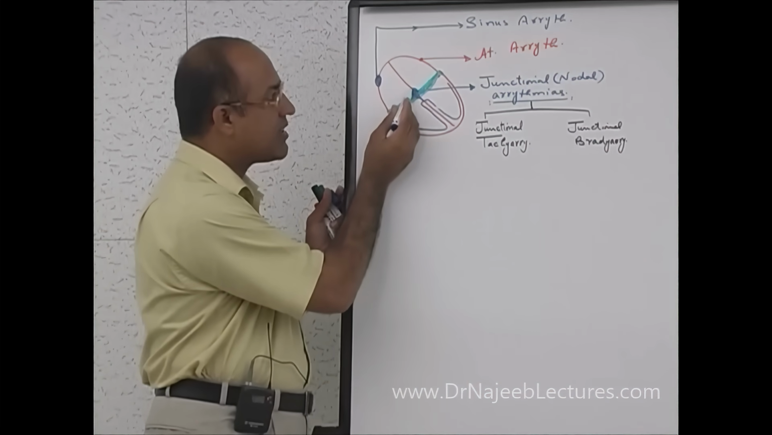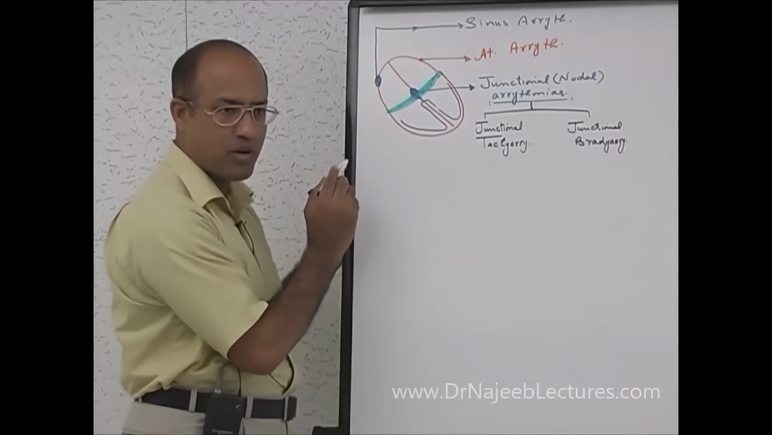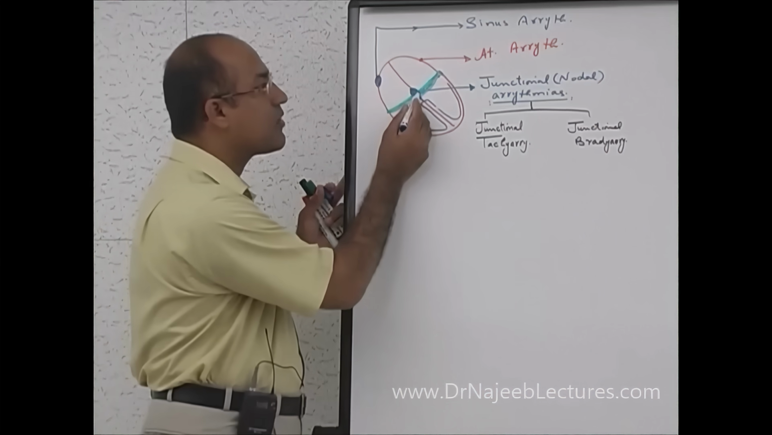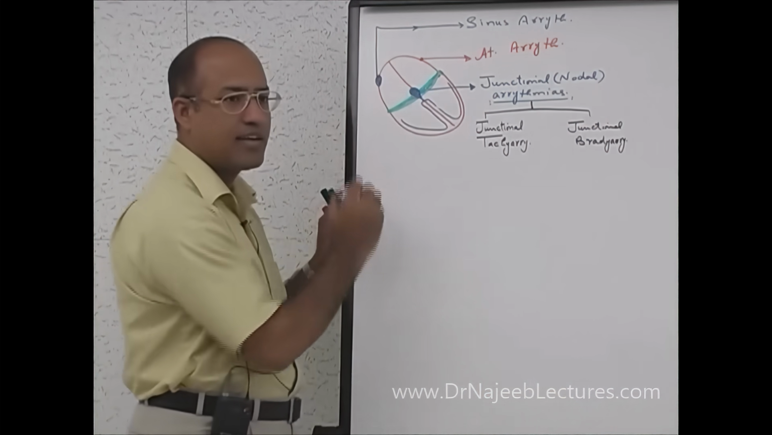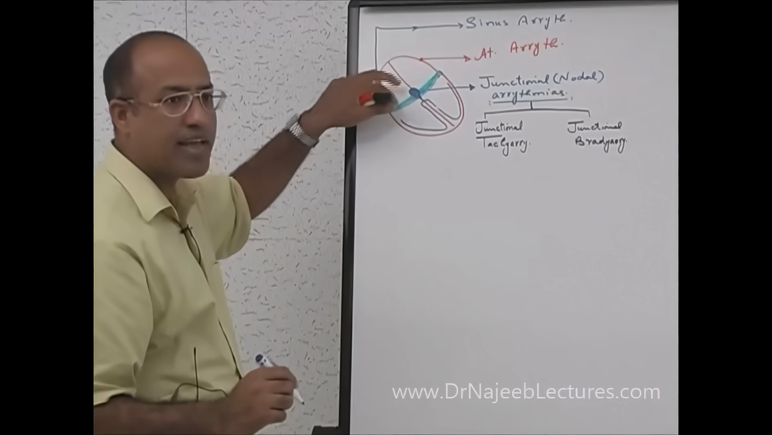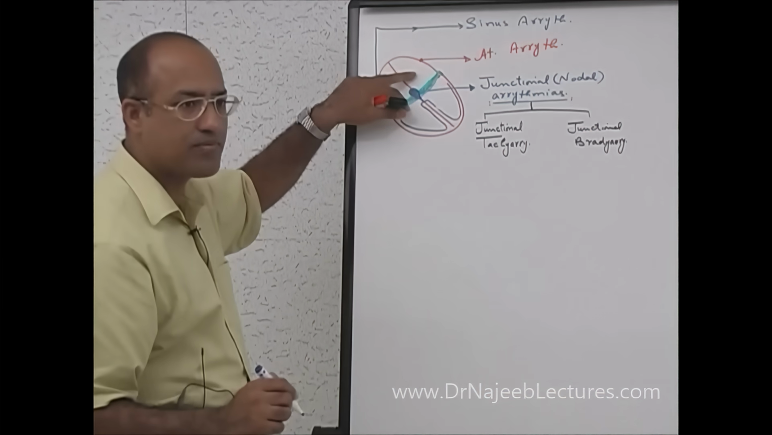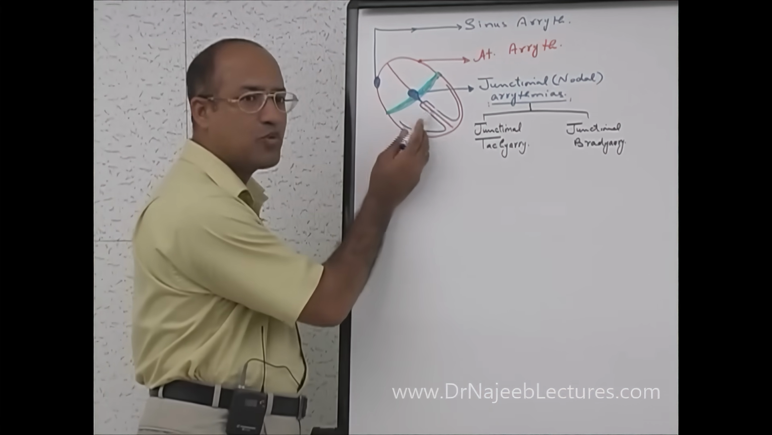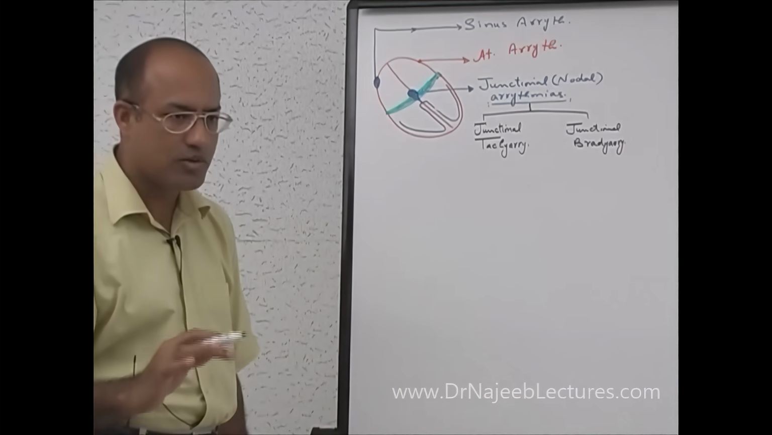It means when current enters the AV node and when it exits from the AV node, there is a delay of about 0.1 second. This delay is very, very important for the mechanical function of the heart. What is the importance of this AV nodal delay? The importance of this delay is that it allows the atria to comfortably empty their blood into the ventricles. Only when the atria have completed their systole is the current from the AV node released into the ventricle, and then ventricular systole starts. Is it clear to everyone?